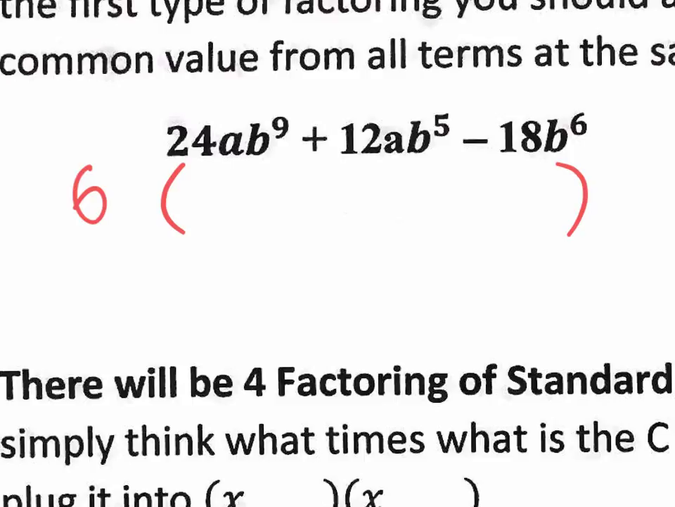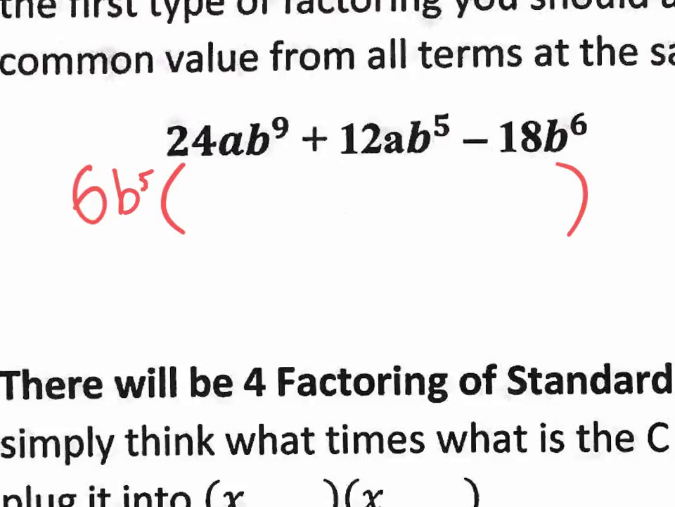Okay? Once again, if you're thinking I could pull out 9, yeah, you could pull out 9 B's from here, but you can't pull out 9 B's from here. There's only 5. You can't pull out 9 B's from here. There's only 6. So what's the maximum amount of B's you could pull out from all 3 of them at the same time? 5. That's the maximum that could come out. So 6b to the 5th is the GCF.